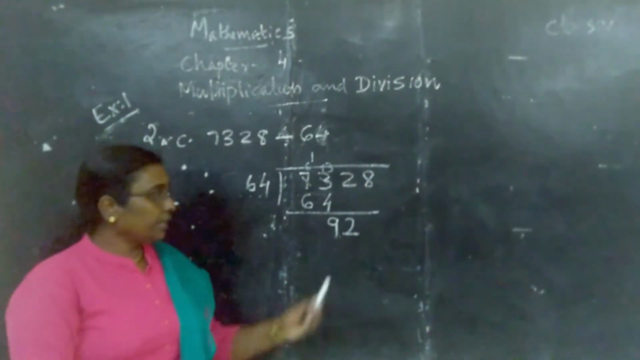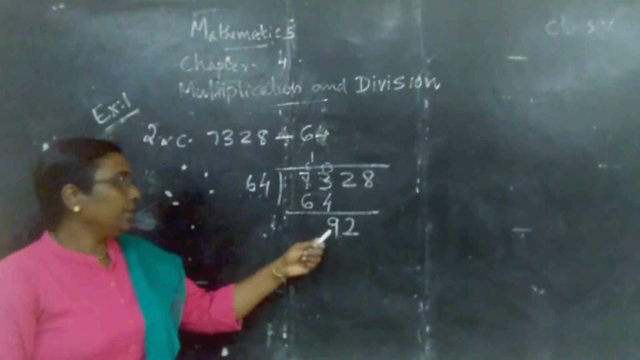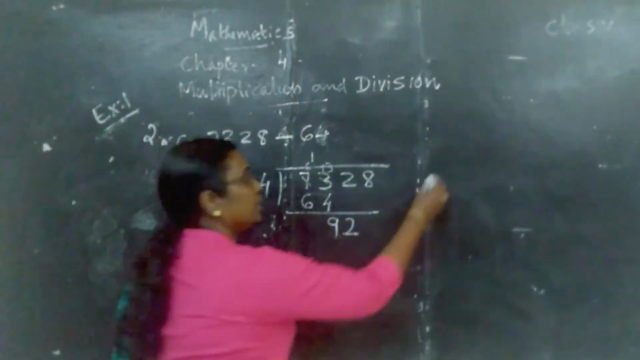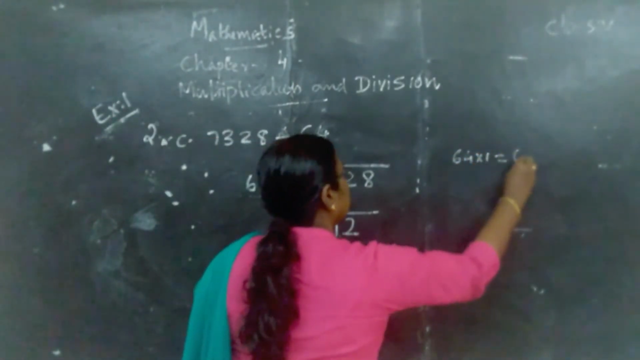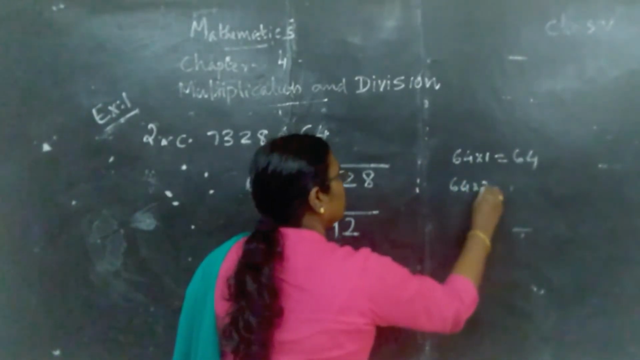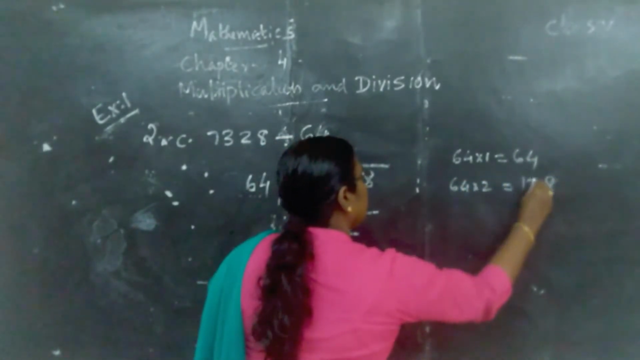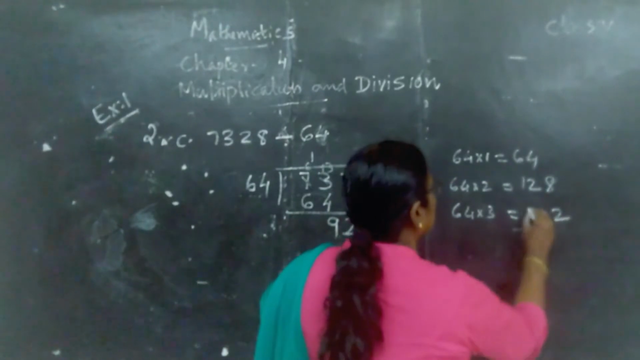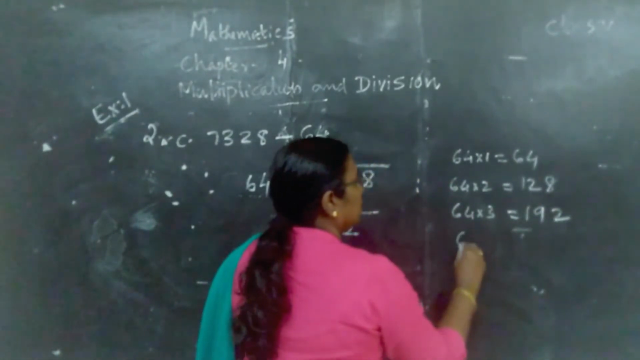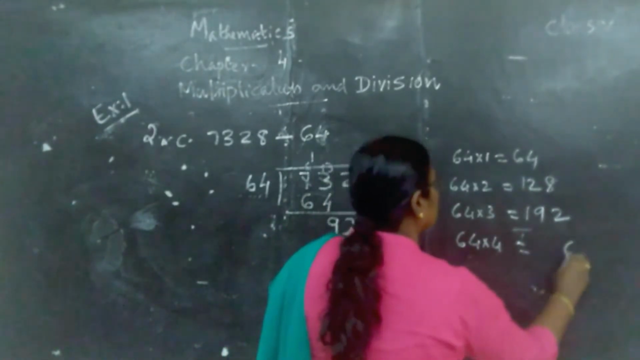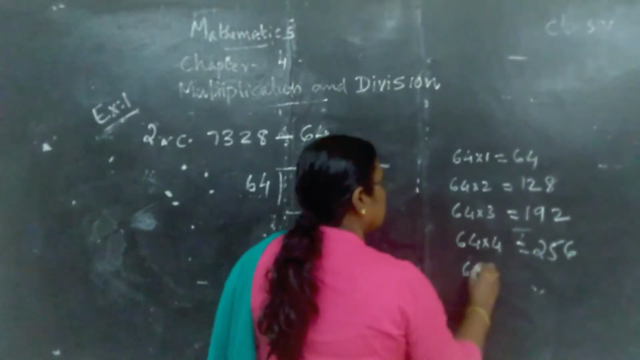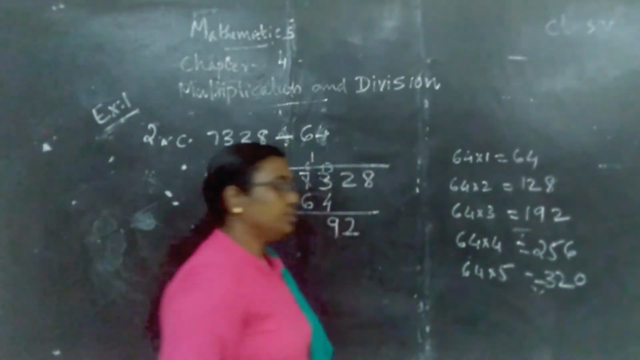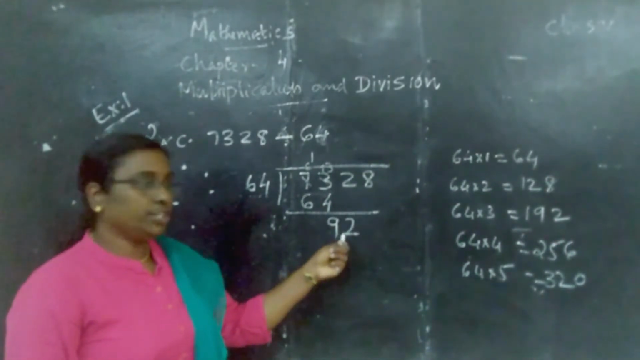Then divide. The new dividend is 92. Then 92 divided by 64. How many times 64 in 92? 64 into 1 is 64. 64 into 2 is 128. 64 into 3 is 192. 64 into 4 is 256. 64 into 5 is 320. Here the number is 92.